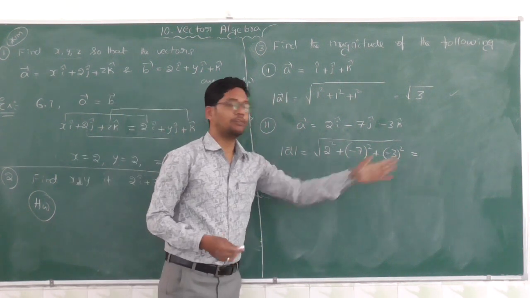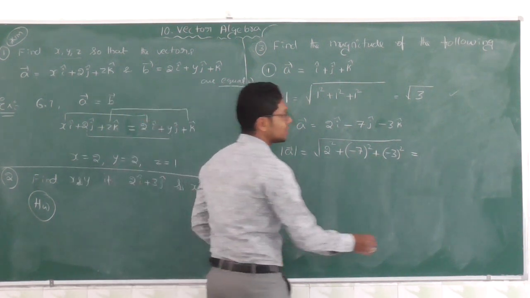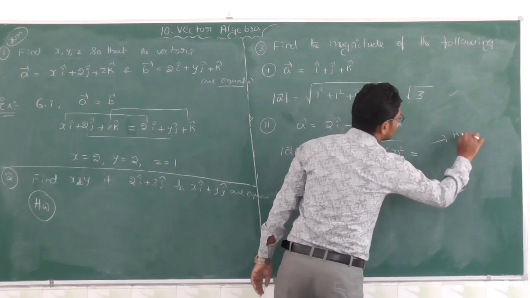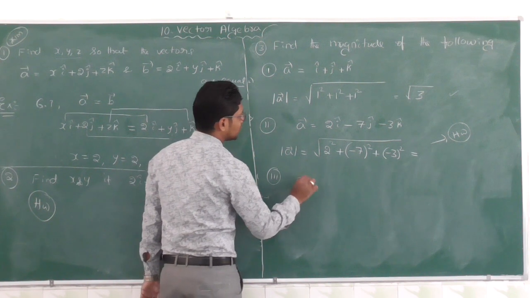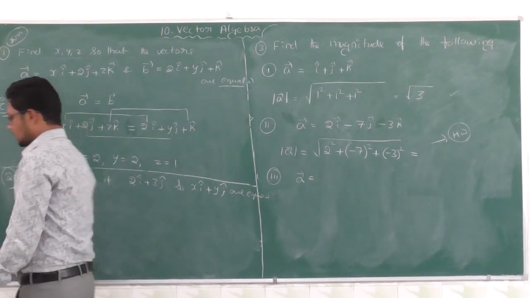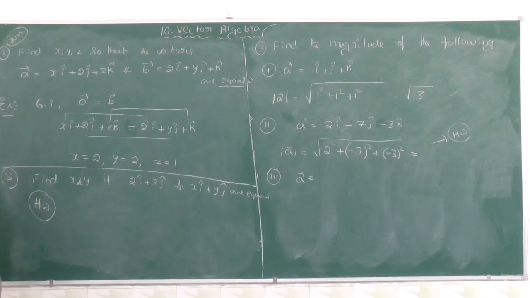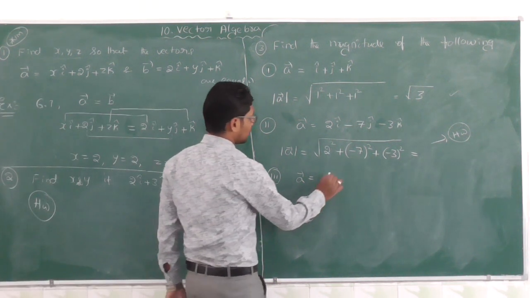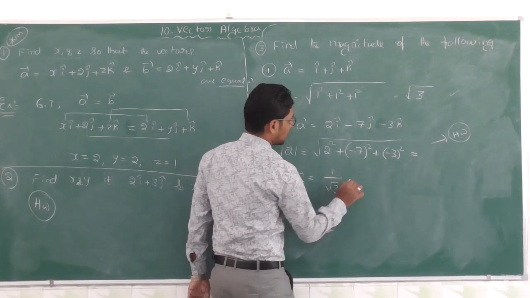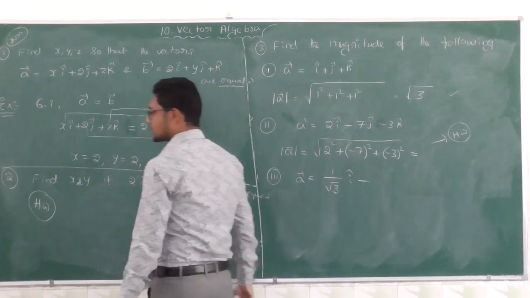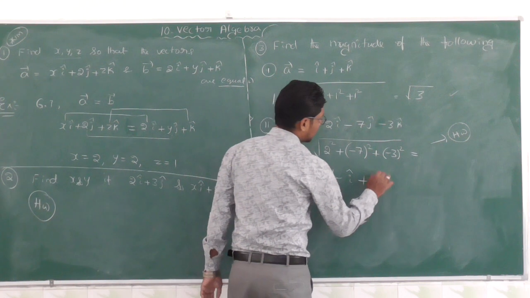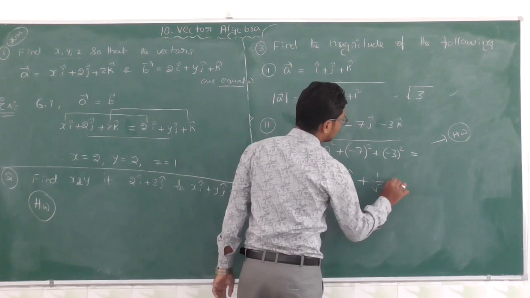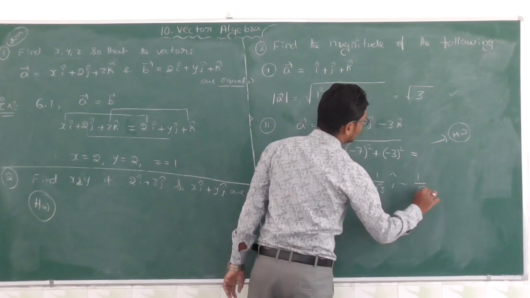You just simplify it, you will get the magnitude. So it is the homework. Similarly, third one, A vector equals 1 by root 3 i plus 1 by root 3 j minus 1 by root 3 k.